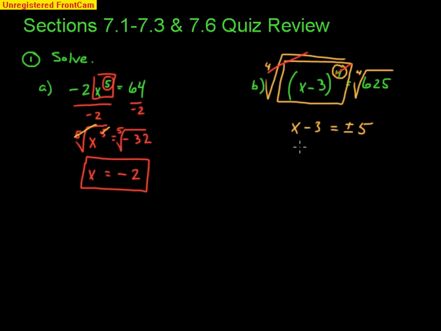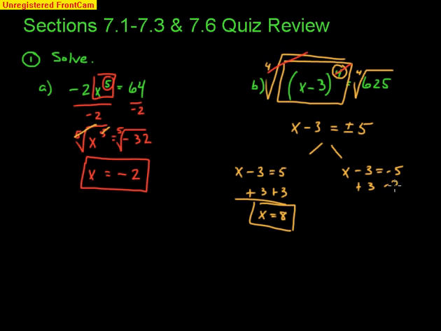So now I have 2 problems I need to set up. X minus 3 equals 5, and x minus 3 equals -5. So notice it's the 5 that I break apart because it's positive and negative. And I get 2 answers. Add 3 to this one. 3 plus 5 is 8. Add 3 to this one. -5 plus 3 is -2. And there's my 2 answers for these solve problems.